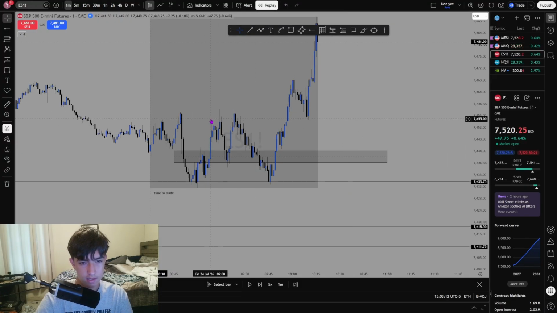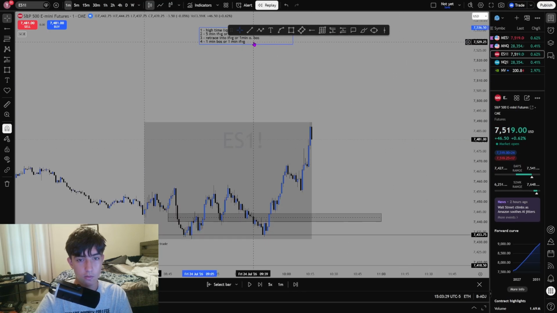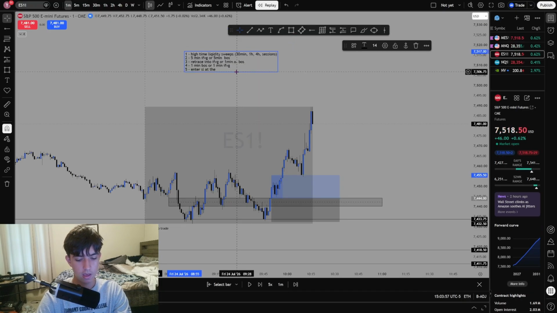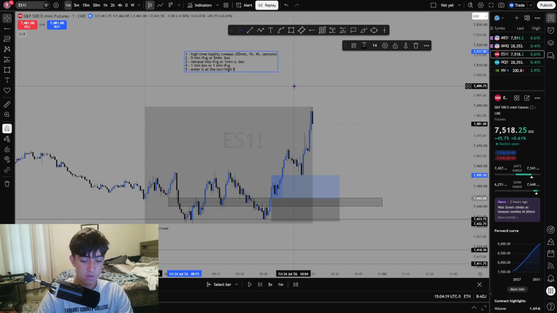As we can see right here, this didn't break the structure to the upside because it needs to close above this wick. It kept going, kept retracing back. What do we see? We see a break of structure right here. So what do we do then? Enter, stop loss at the low or high. Here it's going to be to the upside, so stop loss at the nearest low, right here. TP at the nearest draw on liquidity.